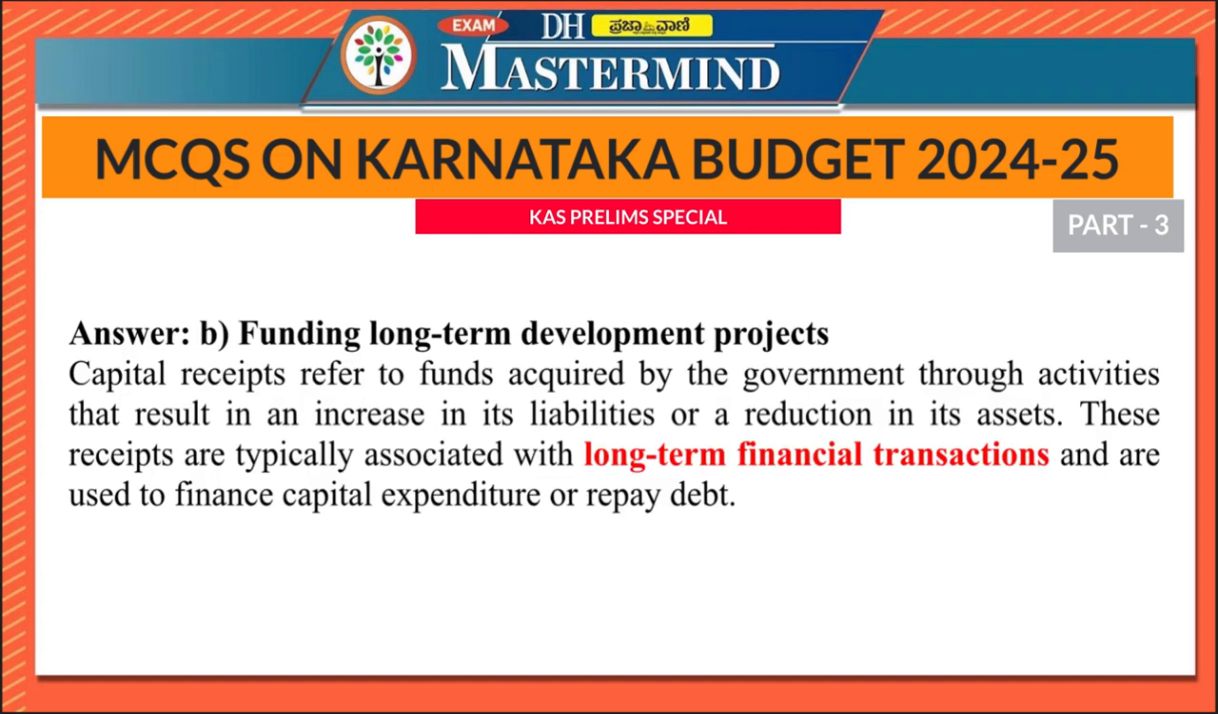So, capital receipts refer to funds acquired by the government through activities that result in an increase in liabilities or a reduction in its assets. I have told you about capital receipts in the previous video itself. These are typically associated with long-term financial transactions and are used to finance capital expenditure or repay debt, as I've already told you. Very, very important. Please don't think that capital receipts will not be used for any other purpose. It is primarily or typically associated with this. But in case of any shortfall, or if the government is facing any financial crunch, then even these funds can be diverted towards other expenditures.